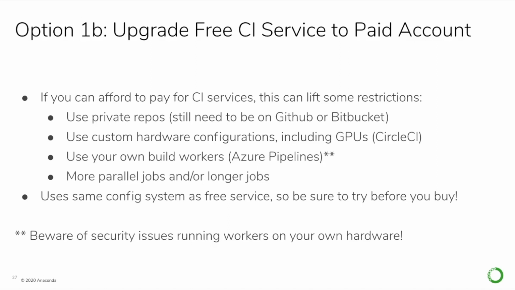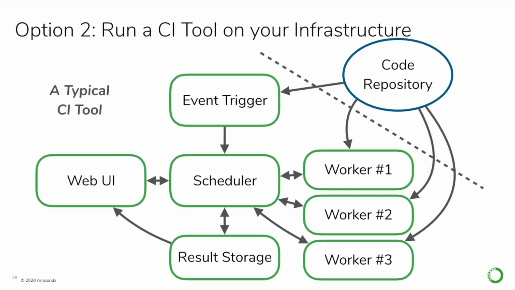Other services like Azure Pipelines actually let you run your own build workers. You basically download a client and run it on the build worker. It links up with your project in their cloud, and then builds will go to your build worker, at which point you can put any hardware in there you like, any software, any data you want. And then often paying will let you do more parallel jobs and longer jobs and that sort of thing. All of these systems use the same configuration as the free service, so be sure to try the free tier before you buy if you can, just to find out if they're going to work. And I'll mention later the security issues with running workers on your own hardware, which comes up in this case.